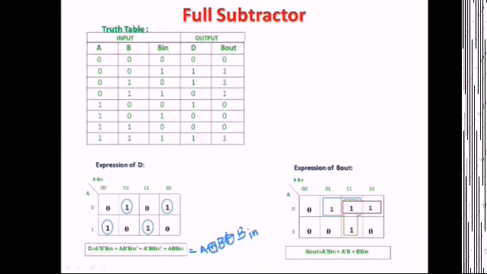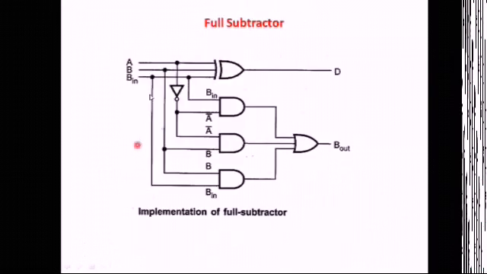This is the expression, that is D is equal to A XOR B XOR B in. So we will go to the next slide where we will be drawing the logic circuit here. So A, B, B in, there is a XOR. So we are getting the difference D.